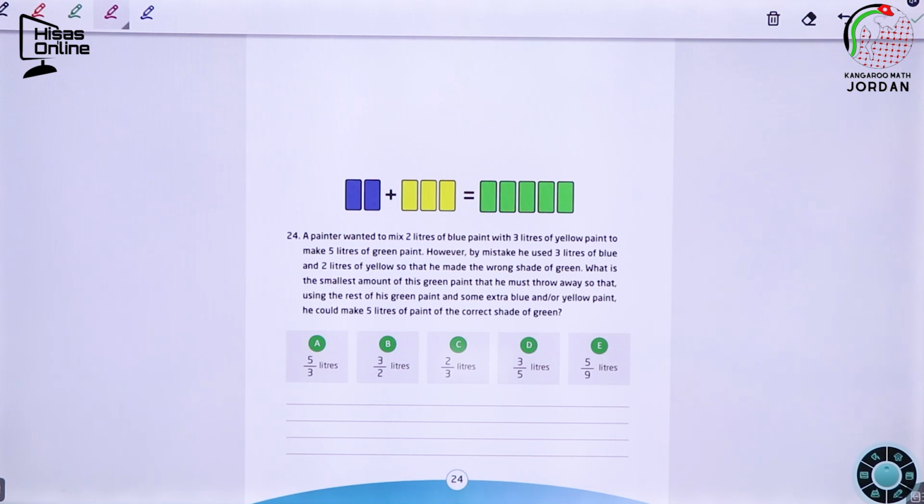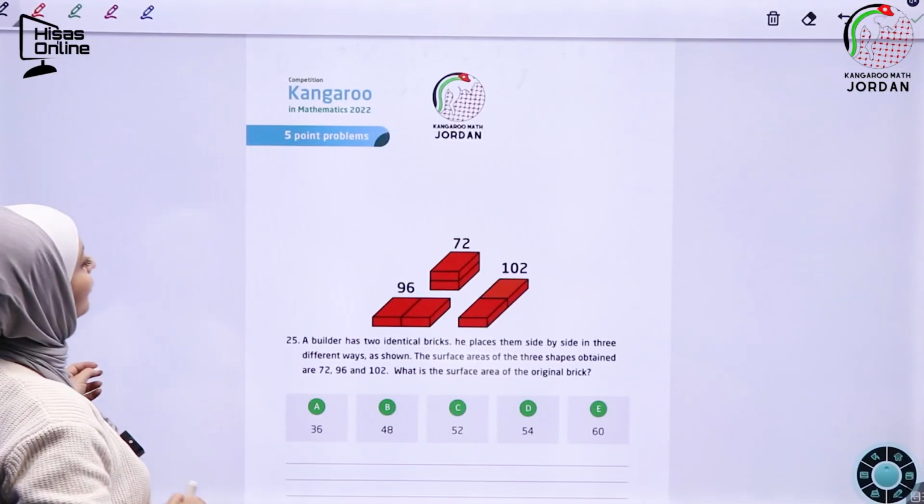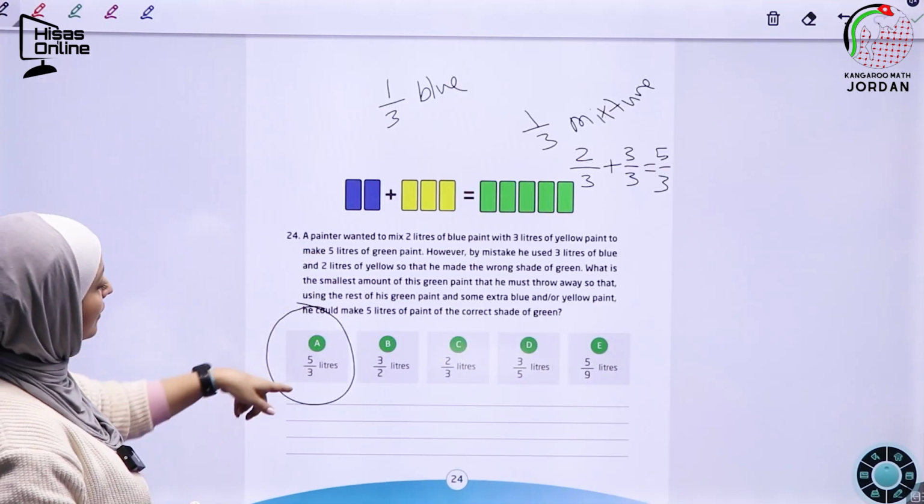Okay, what is 1/3 of the mixture? And 1/3 of the blue as the total, he should throw 5/3 liters of green mixture. So guys, this one needs you to think also, how can we write fractions for these stuff? So the correct answer is A. So it's 5/3. This is the right answer.